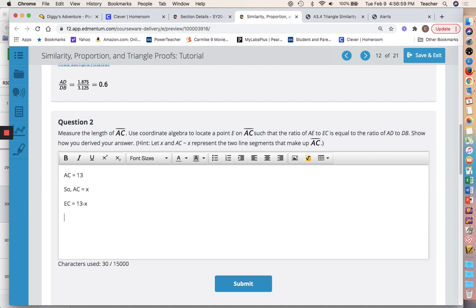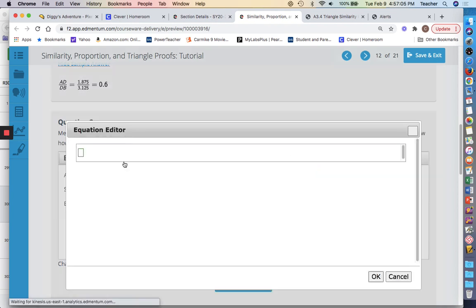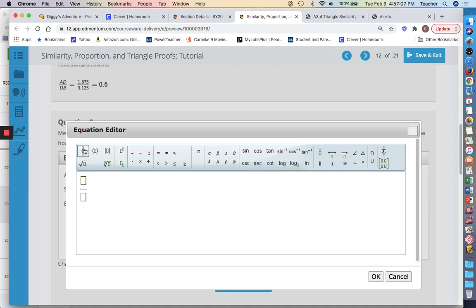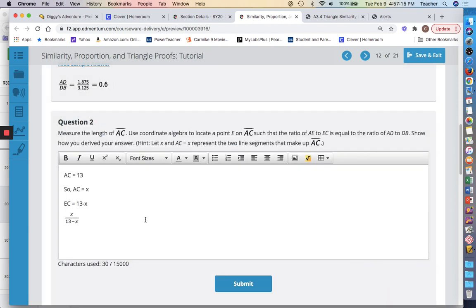It's going to be kind of hard to write, so let me do my equation editor. I need a box over a box for a fraction. So X will be on top, and the 13 minus X will be on the bottom. There's my ratio. Now that's going to equal 0.6, because that's the same ratio I found in question number 1.